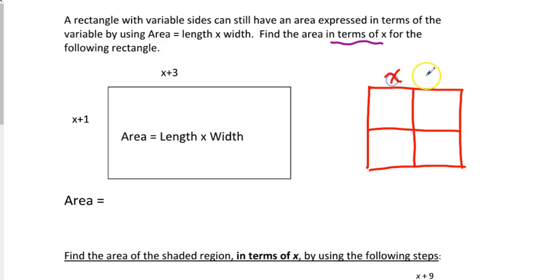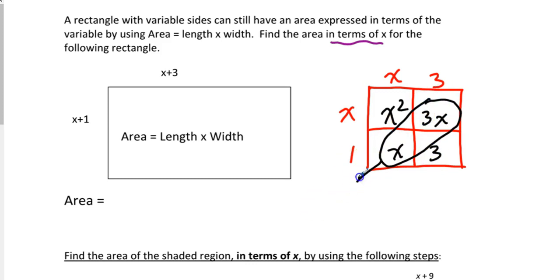Okay, so hopefully you ended up with an x, 3, x, and a 1. If you haven't worked this out yet, please do it on your own, and then play. We're going to combine like terms on the diagonal. Okay, so that's our area in terms of x.